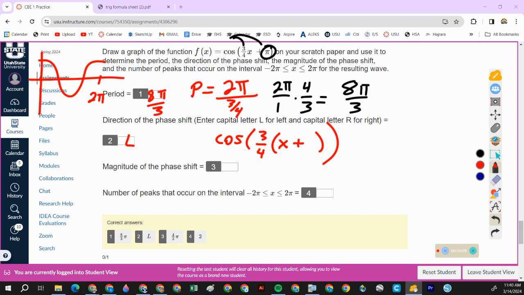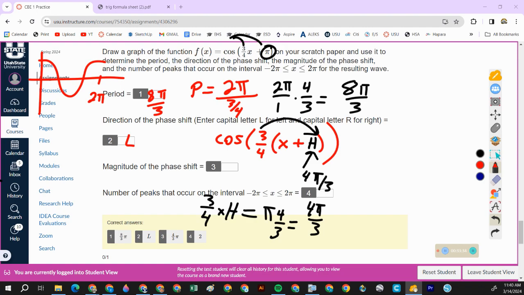Well, if I call this number h, 3/4 times h is pi. So I divide by 3/4 and I get 4/3. So my h is 4 pi over 3. So this here is 4 pi over 3. So I moved left 4 pi over 3.